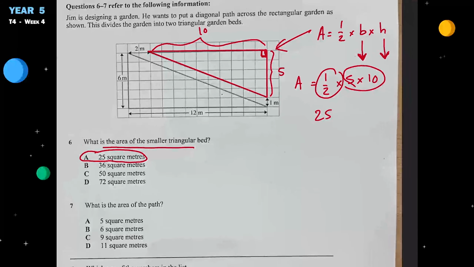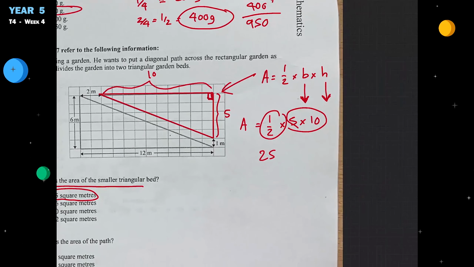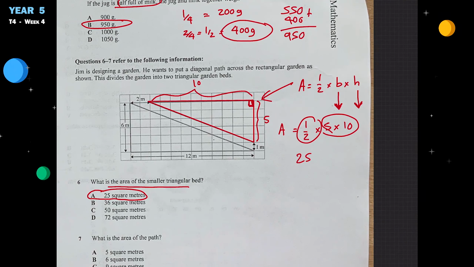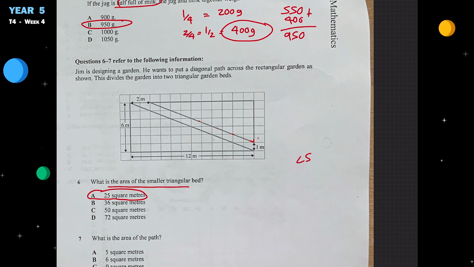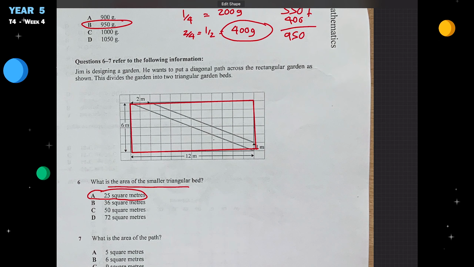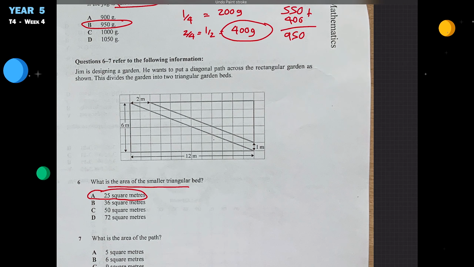What is the area of the path? Okay, I might have to show you how to do this one. Let me just get rid of this. So to find the area of this path, what I'm going to do is find the area of... Okay, that didn't go too well. Let me try again.